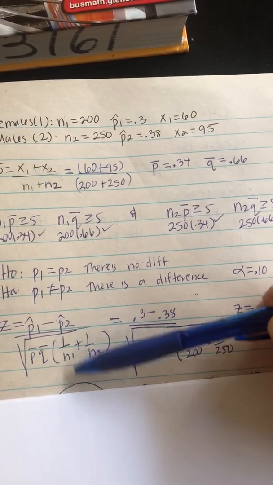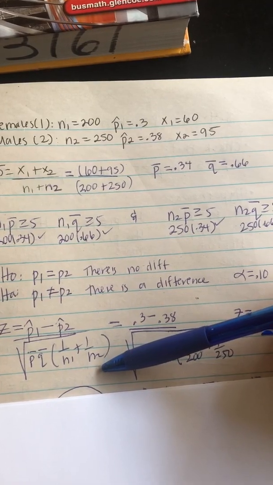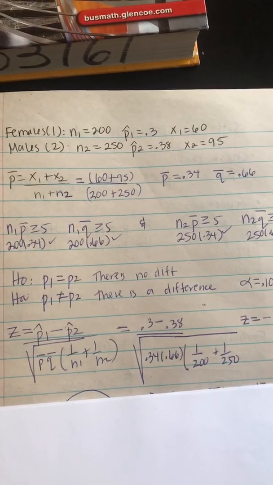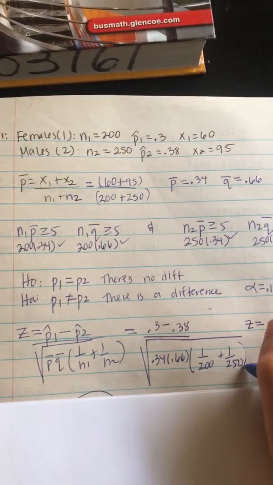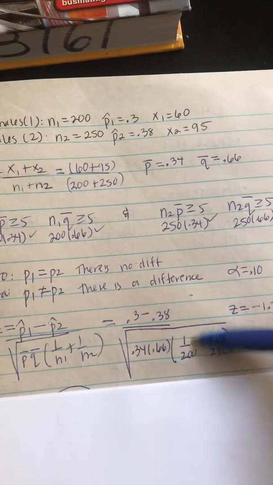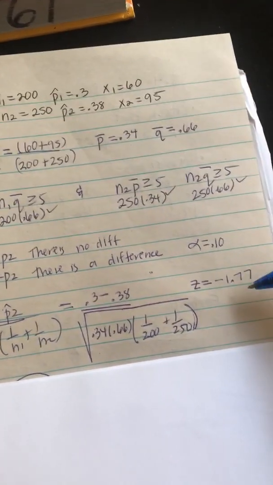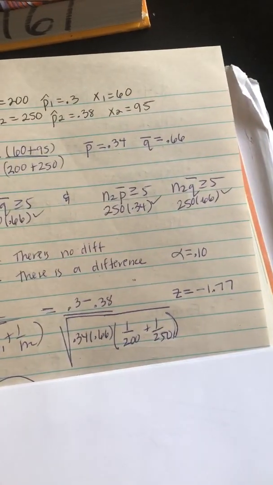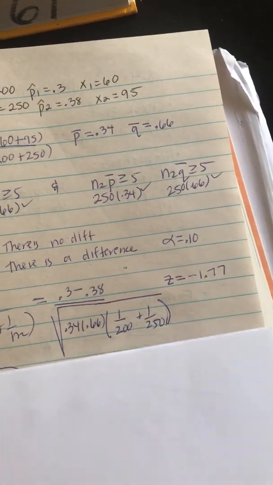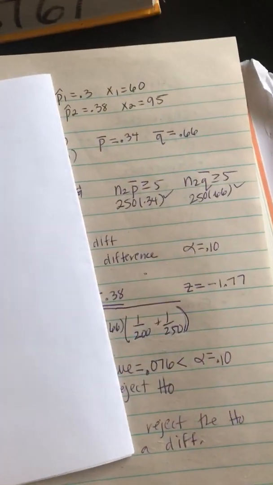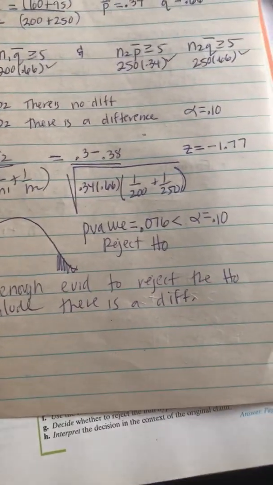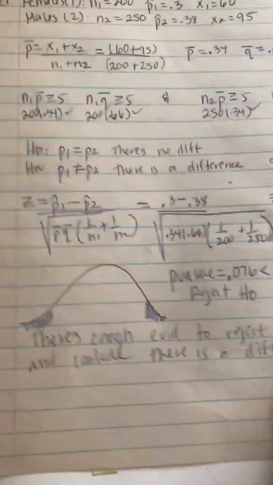It's always 1 divided by n sub 1 plus 1 divided by n sub 2. So here are the n's, 200 and 250. Then you put this in decimals, and you get negative 1.77. For this, you can use either the rejection region or the p-value, whichever you want, because it's z, so it's up to us. I'm going to use the p-value. So you look up 1.77 in your z table.